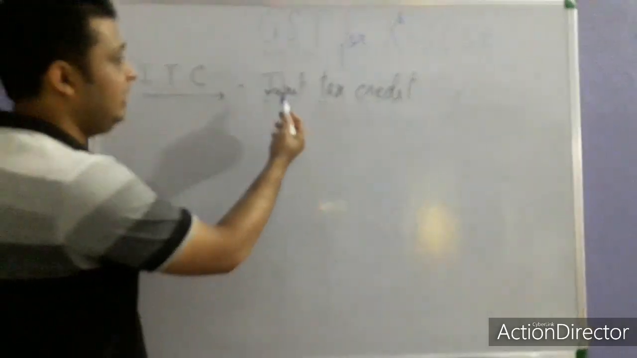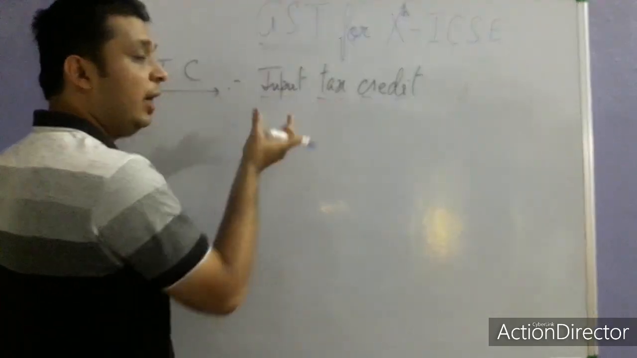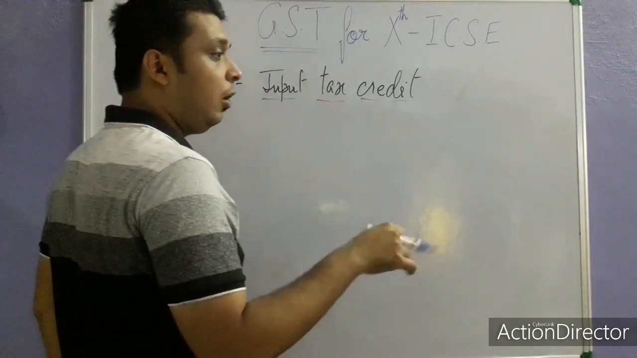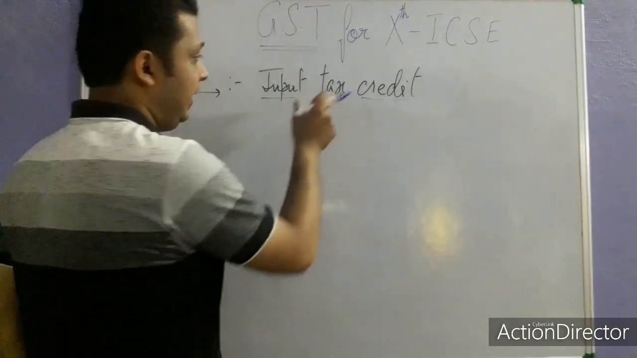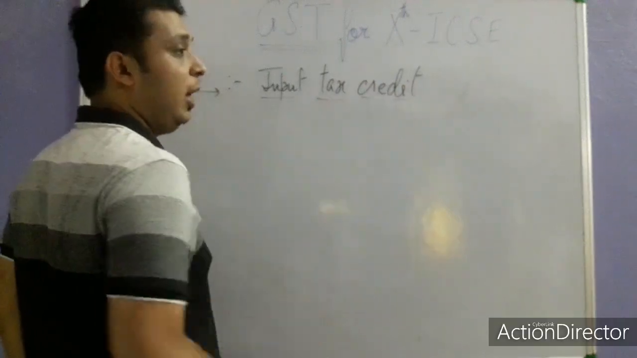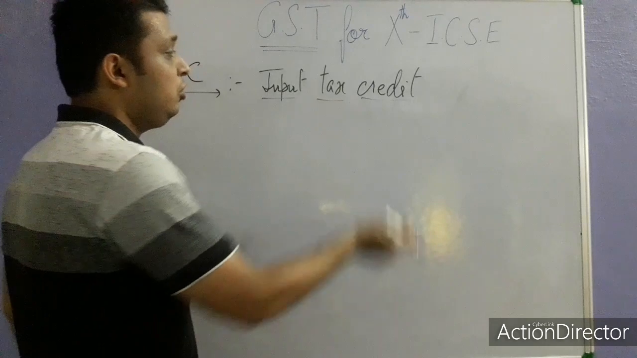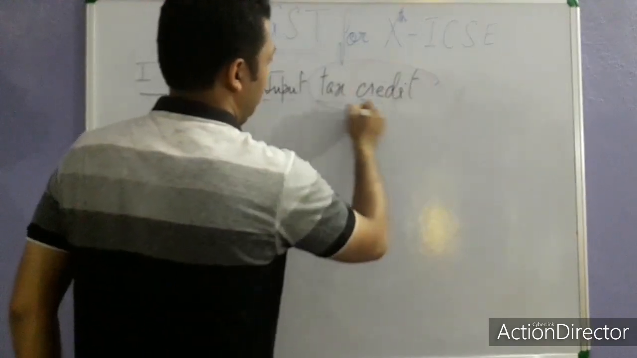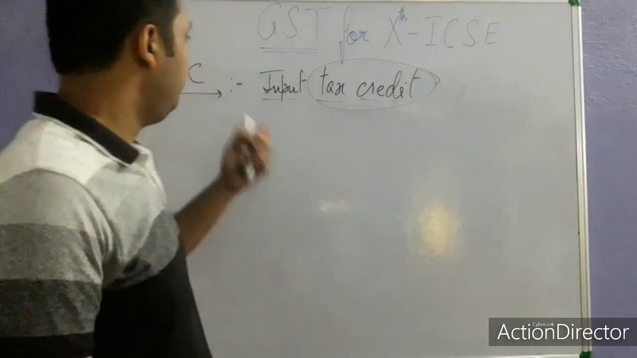So you understand these things in this way. Input tax credit. Input means you have something to put in or give. Clear? You have already something with you. And tax is that thing which you have to give, and credit is something which you can spend. Clear? So you have tax credit with you. Clear? So this is the rough idea of input tax credit.